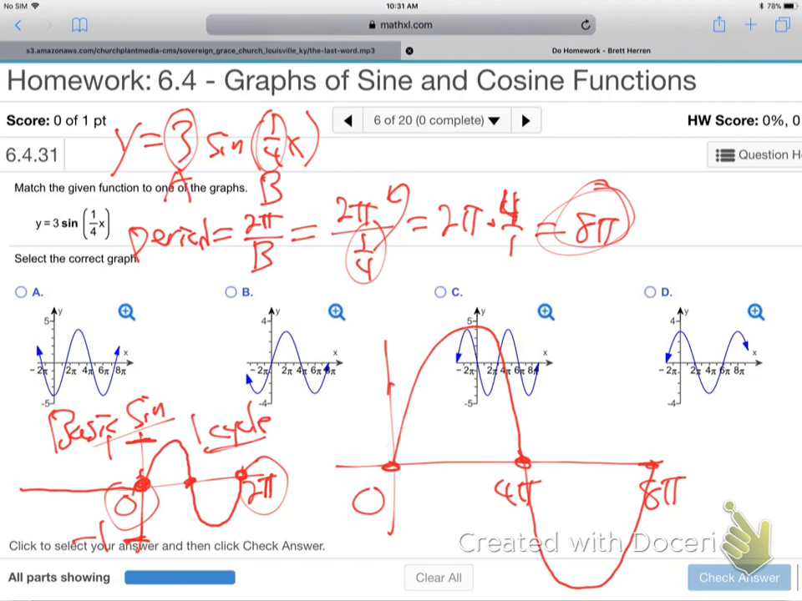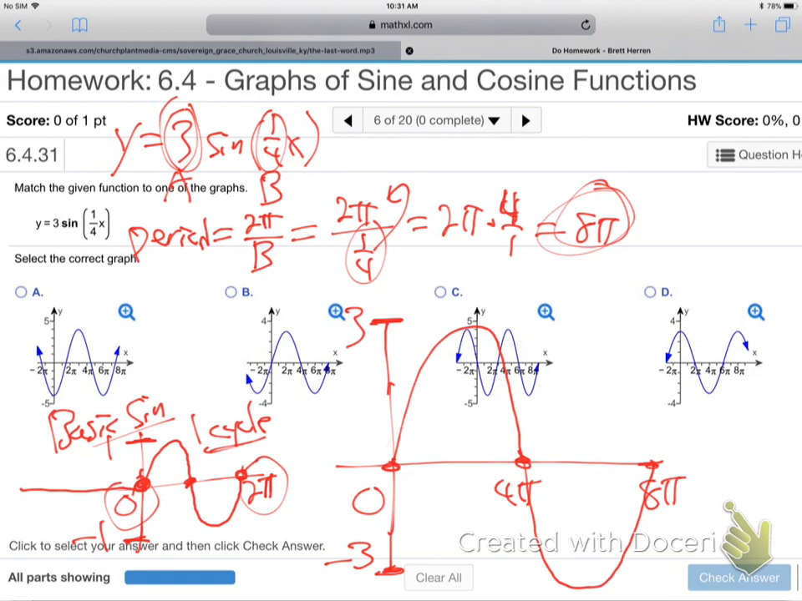And last thing, how high is that up and how far down is that depth? Well, the amplitude is 3. So it's going to go up to 3, down to -3. And there we go. There's one cycle. All we need is one cycle. Once you have one cycle, you can repeat all the rest.